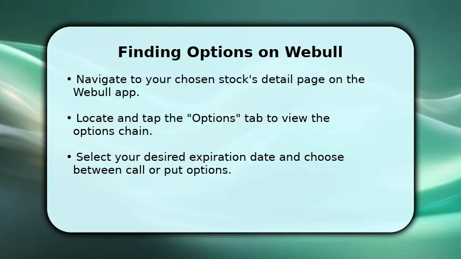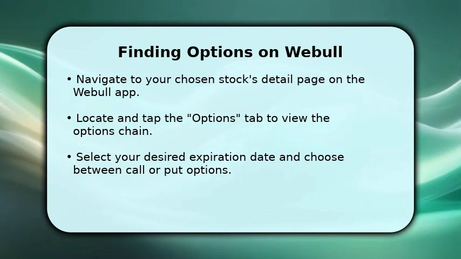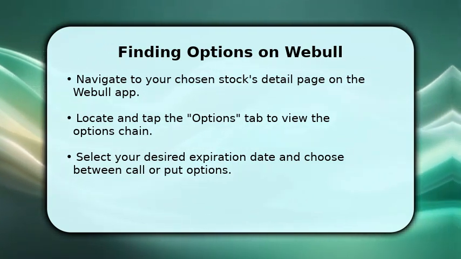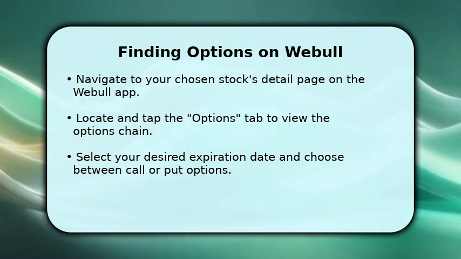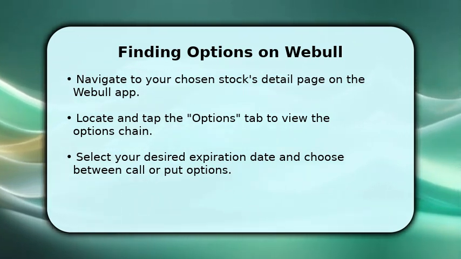Once your account is ready, search for the stock you wish to trade options on within the Webull app. On the stock's detail page, you will find an Options tab. Tap this to access the options chain.